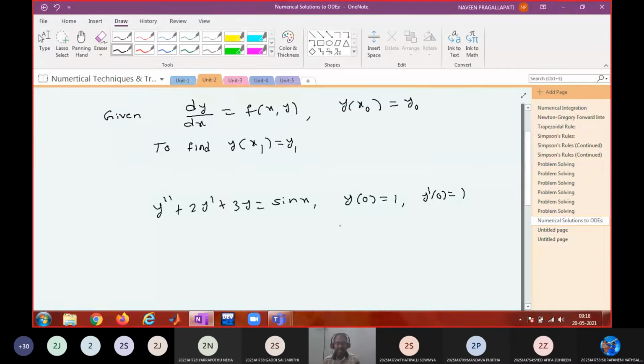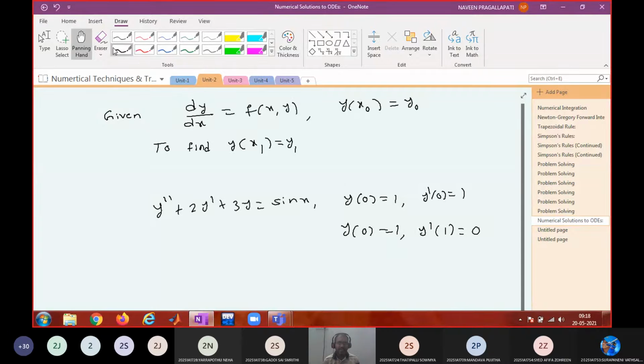Instead of conditions like this, conditions may be like this: y of 0 equal to 1, y dash of 1 equal to 0. What is the difference you see between these two conditions? There are two conditions specified here. Here also two conditions are specified, but here both the conditions are specified at x equal to 0 only, at the same point. But here the conditions are specified at different points. Can you see it? Yes, sir.